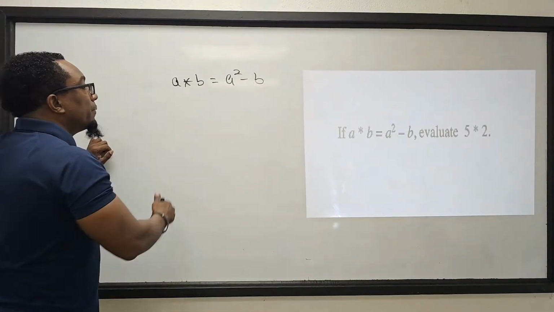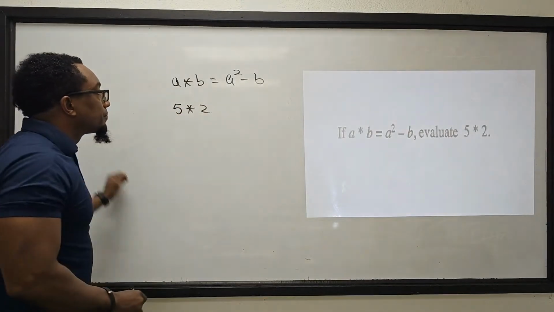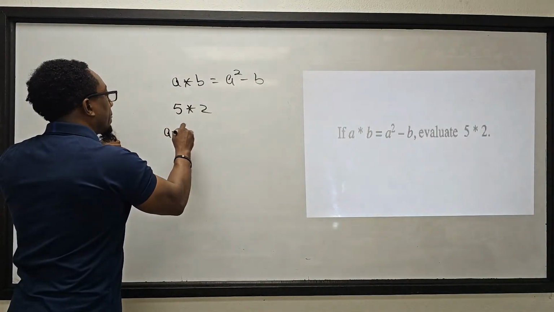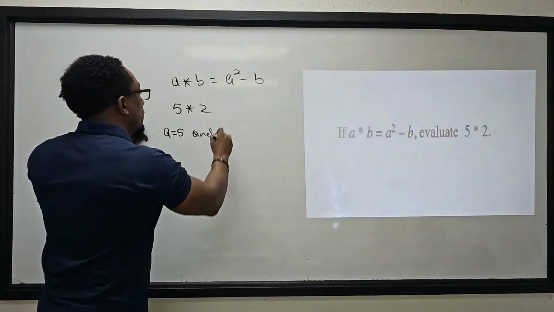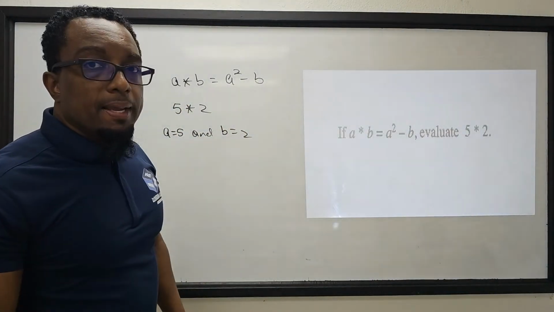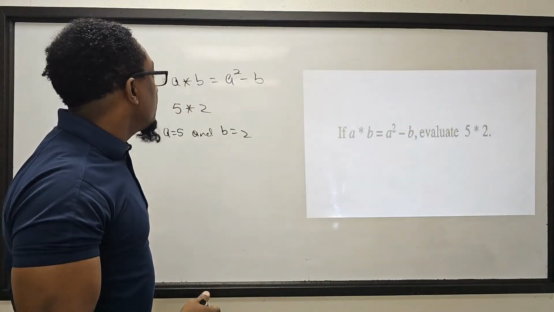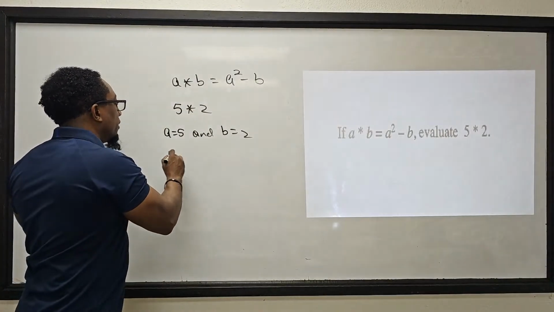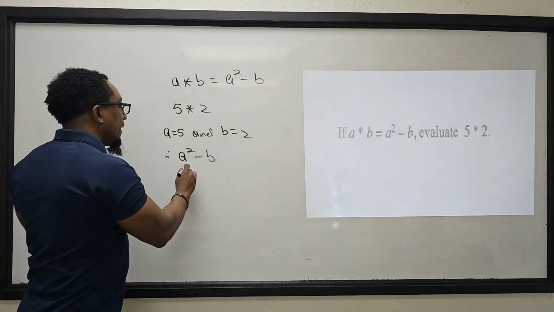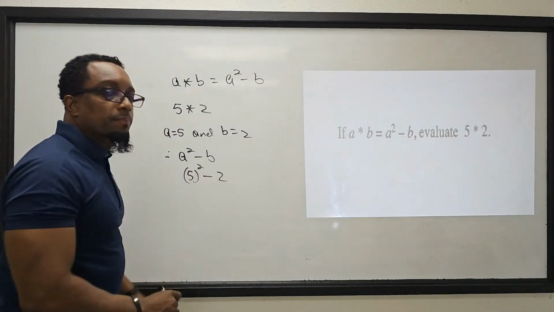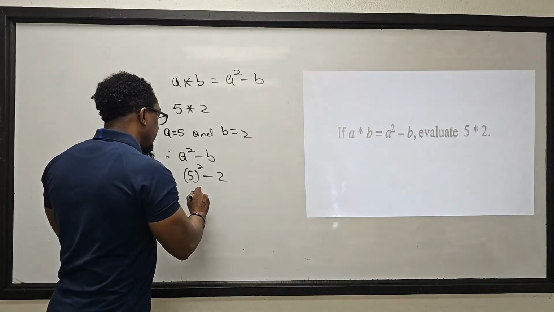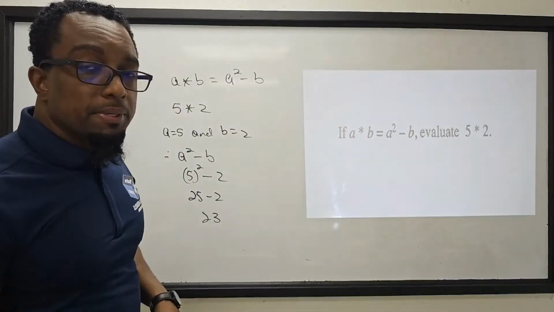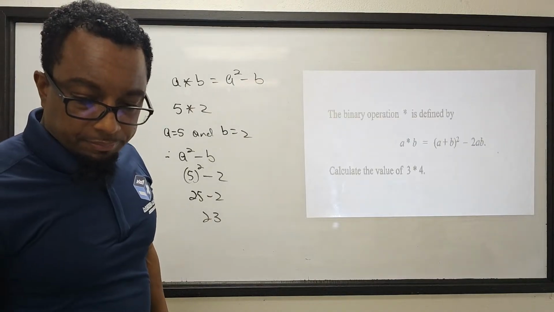So if we have to evaluate 5 asterisk 2, then very simple, we know A will be equal to 5 and B will be equal to 2. And the A squared minus B will be the result, which will be obtained by simply replacing A with 5 and B with 2. So A squared minus B will be 5 in brackets squared, subtract 2. 5 squared is 25, subtract 2, which will give us 23 as the result. Straightforward, simple substitution. Let's look at another.